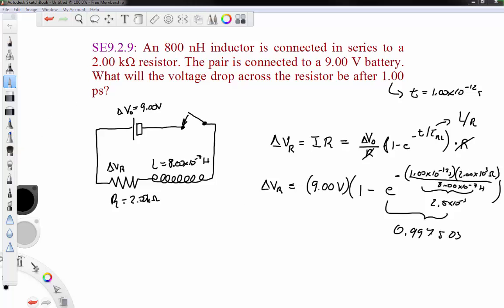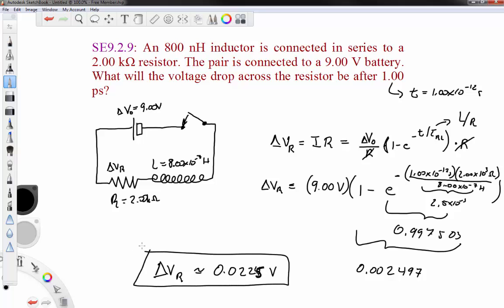If you subtract that from 1, you end up getting 0.0024968 or whatever. And that is being multiplied by the 9 volts. So if you multiply that by your 9 volts, you end up getting that the voltage drop at this time is approximately 0.02247, so 0.225 volts. So that's what our voltage drop is going to be after 1 picosecond. Now notice that that's somewhat different than what we would have assumed in the ideal case of a circuit that has no inductor.